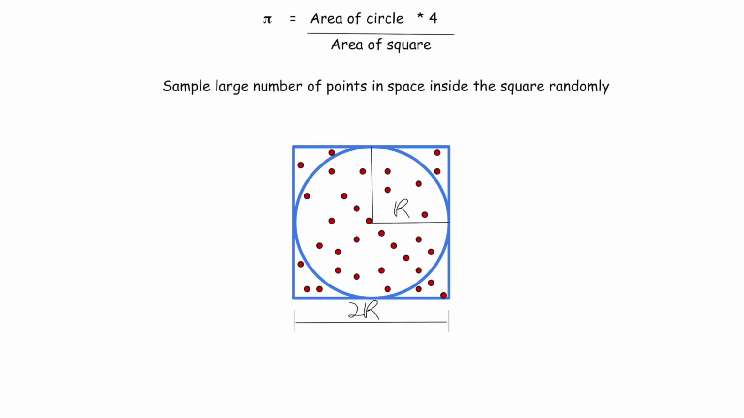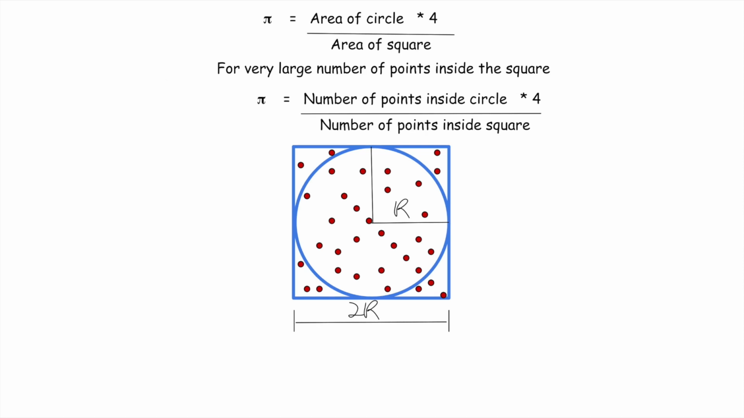Let us sample a large number of points randomly inside the square. Some of the points will lie within the circle, and others will lie only inside the square and not the circle. The idea is to cover the square with as many points as possible, which can then be used to calculate the ratio of areas. For a very large number of points sampled, the ratio of areas can be expressed as the number of points inside the circle divided by the number of points inside the square.